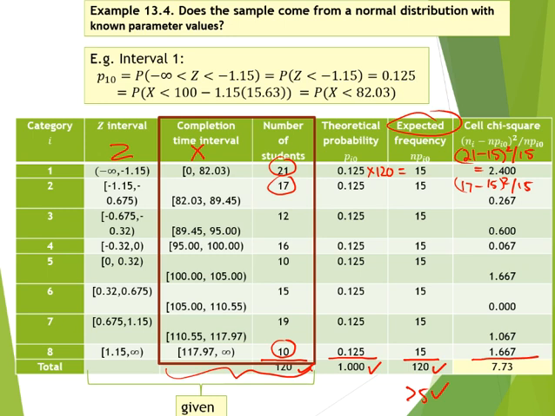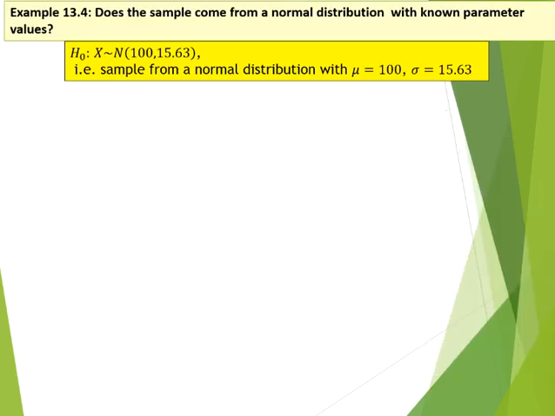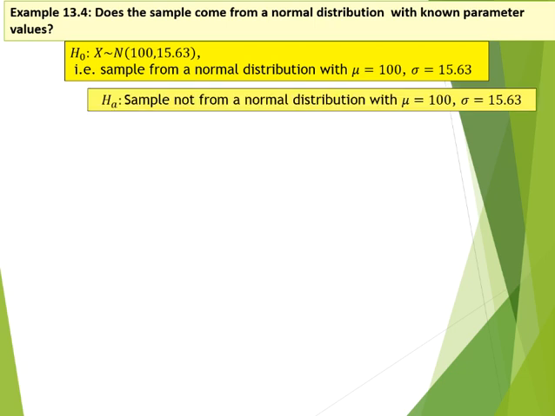And also remember that these intervals need not be chosen such that the probabilities are equal. But for any interval, you can calculate the probability that x is between certain limits if you know that it has a normal distribution. And you can compare that to your observed frequencies. So there's your test. You assume that it comes from a normal distribution with expected value 100, variance 15.63 squared, against the alternative that it does not.